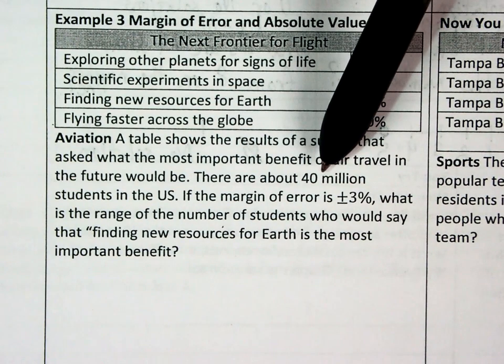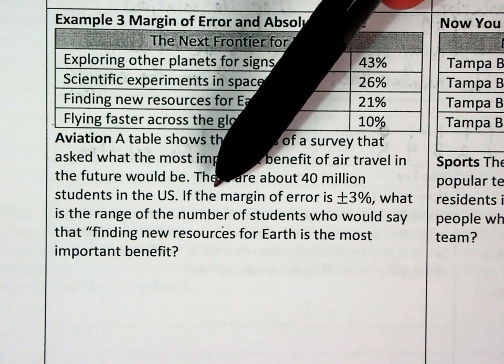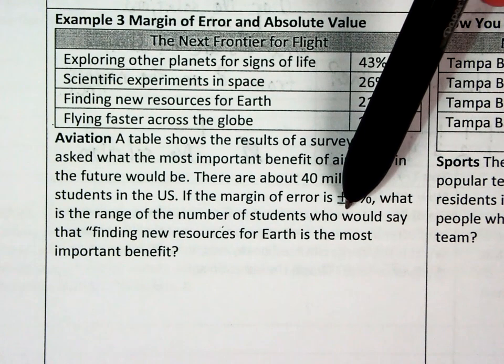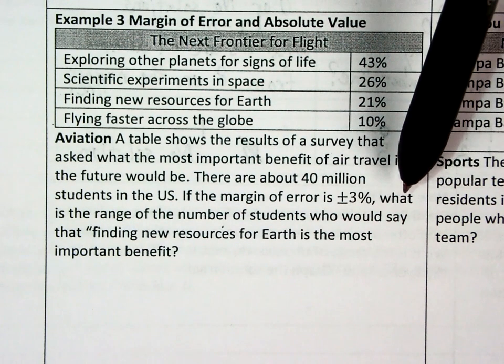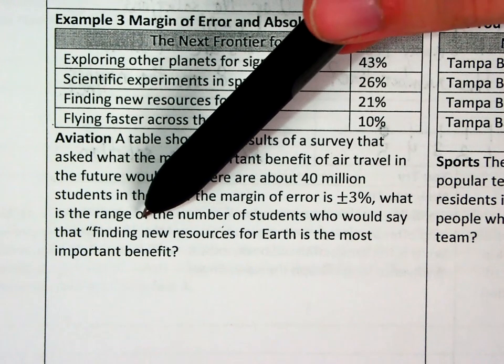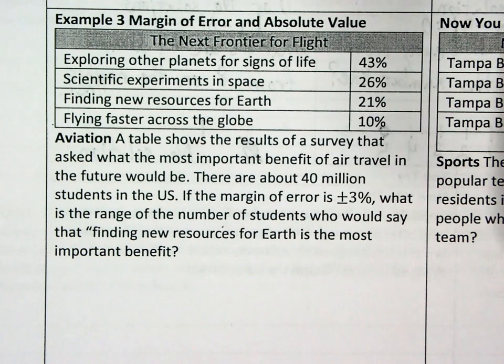There are about 40 million students in the US. If the margin of error in the survey is plus or minus 3%, our question is, what is the range of number of students who would say that finding new resources for Earth is the most important benefit?